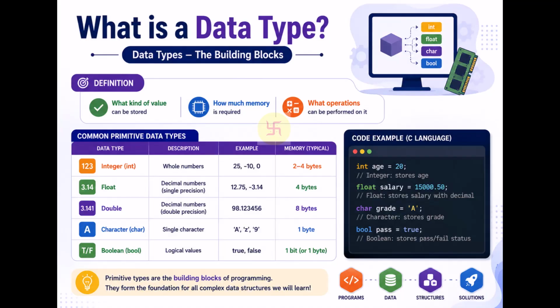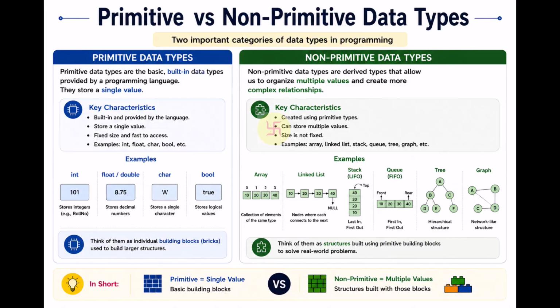Now let's understand another important term, data type. A data type tells us two things: what kind of value can be stored and what operations can be performed on that value. For example, if I want to store someone's age, I can use an integer. If I want to store a decimal value, I can use float or double. For a single character, we use char, and for true or false conditions, we use boolean. Think of data types as the basic building blocks of programming. And just like bricks are used to build a house, these primitive data types are later used to build more complex data structures.